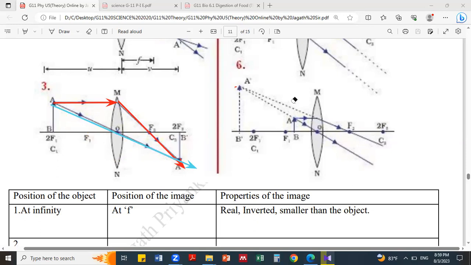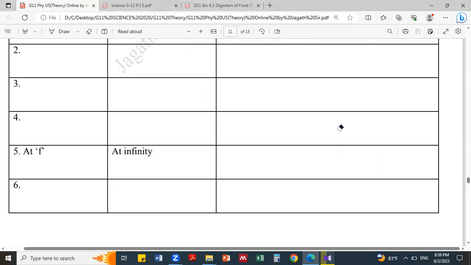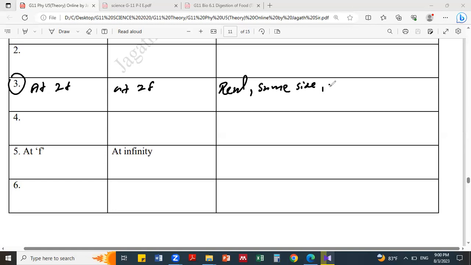Shall you complete this in your tute now? In your tute, table number 3, the third ray diagram. If you write ray diagram number 3 here, where's the object? At 2f. Where's the image now? At 2f. What are the properties? Real, same size as the object, and inverted. That's it. So the previous one was smaller than the object, and this is the same size as the object.